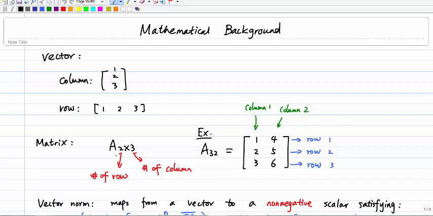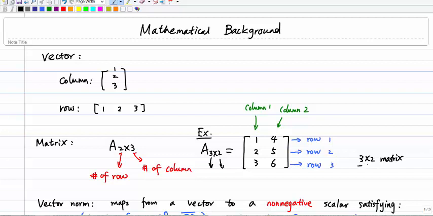Okay, so the matrix is given by A, for example, a 2 times 3 matrix. Typically we don't write the size out directly. The size is given by the number of rows times the number of columns. For example, here is 1, 4, 2, 5, 3, 6. Typically you read the numbers according to rows: first row, second row, and third row. We don't normally read it as 1, 2, 3, 4, 5, 6. Here we have row 1, row 2, and row 3, and column 1 and column 2. So we have 3 rows and 2 columns, so this is 3 times 2, and we call this a 3 by 2 matrix.